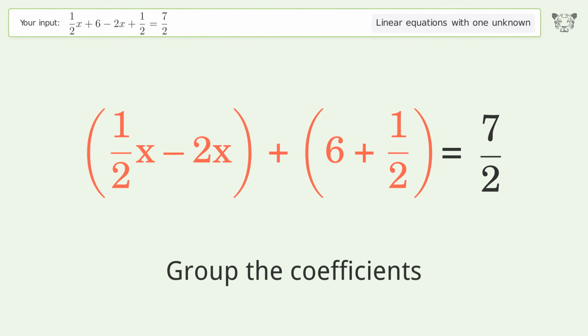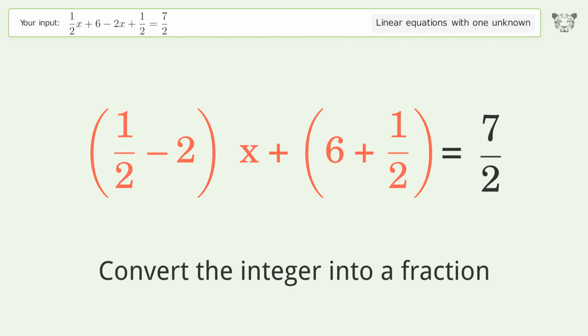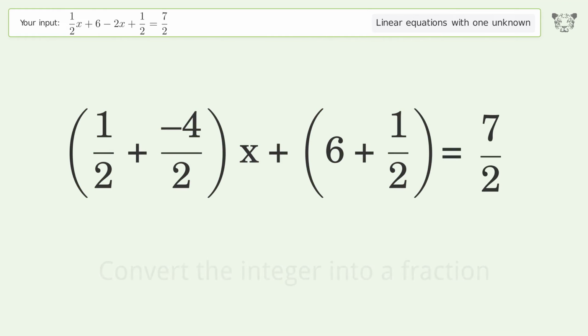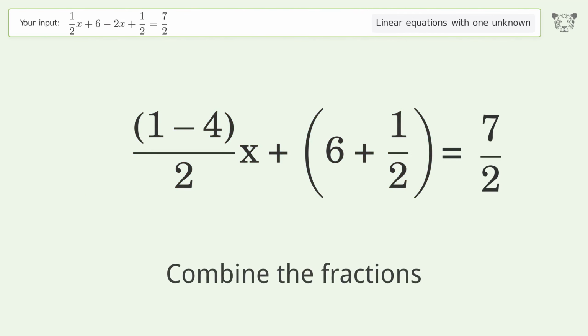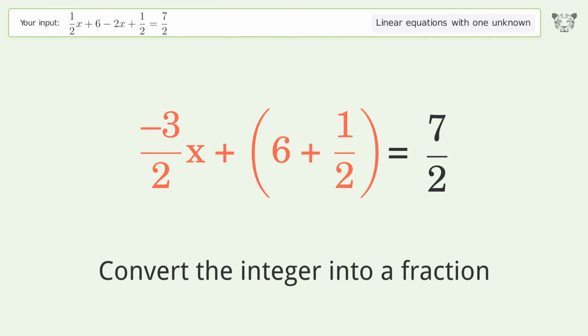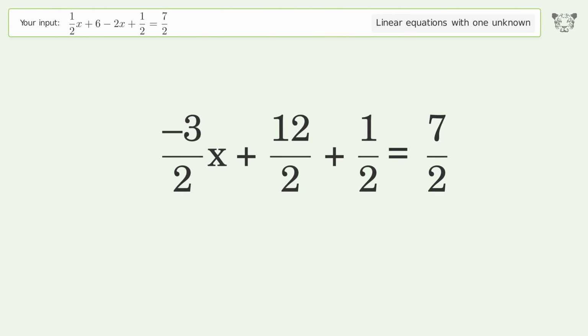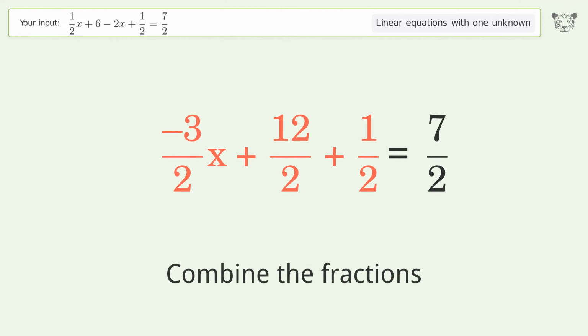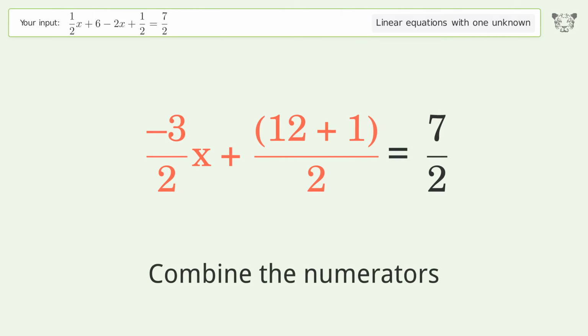Group the coefficients. Convert the integer into a fraction. Combine the fractions. Combine the numerators. Convert the integer into a fraction. Combine the fractions. Combine the numerators.